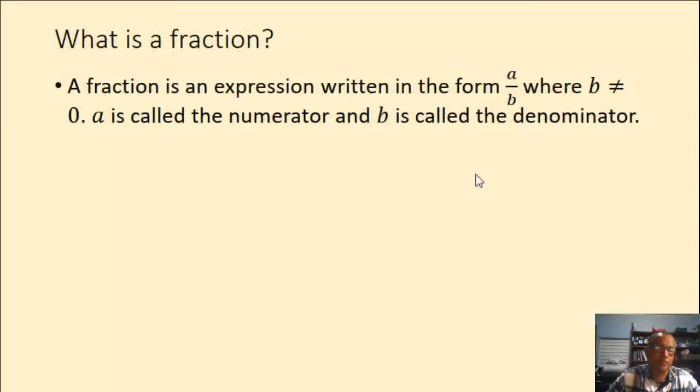So what is a fraction? A fraction is an expression written in this form, something divided by something. This little sign can be read as "divided by." A divided by B, or A over B. You can also say the ratio of A to B. The important thing here is that B can't be 0. A is called the numerator, B is called the denominator.